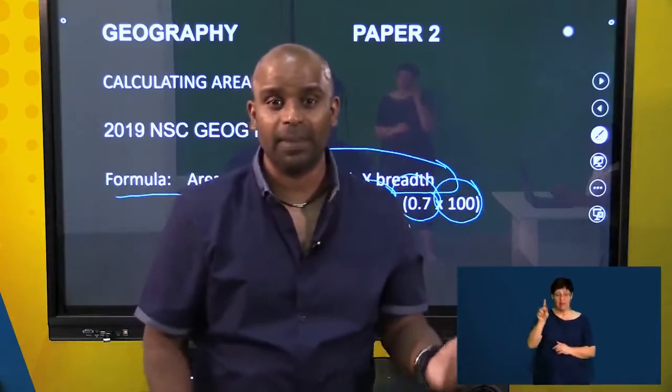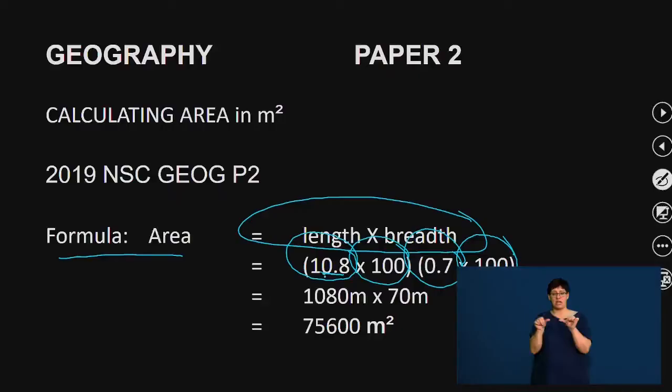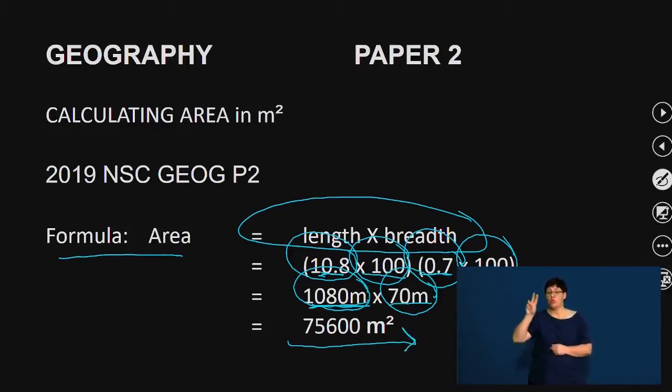In this particular example, I've measured my length as 10.8. I'm multiplying it by 100. Notice my answer, 1080 meters. I measured my breadth as 0.7 and multiplied it by 100, 70 meters. What do I do? I take now my formula of length times breadth and I get an answer of 75,600 meters squared.